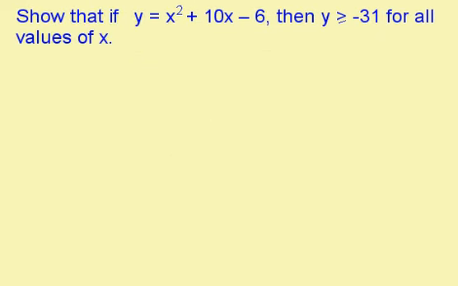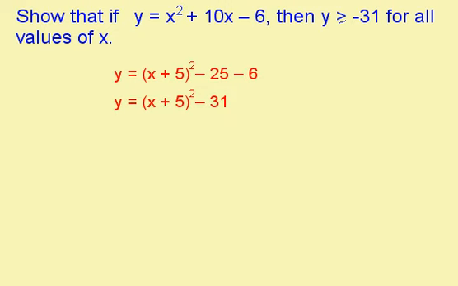I'm going to start this question by completing the square. The coefficient of x is 10, so I have (x + 5)². This would give me x² + 10x + 25. So I need to take the 25 back off again and then write in my −6. I can simplify this to give me −31.